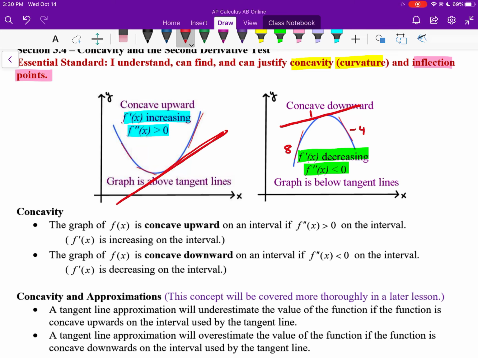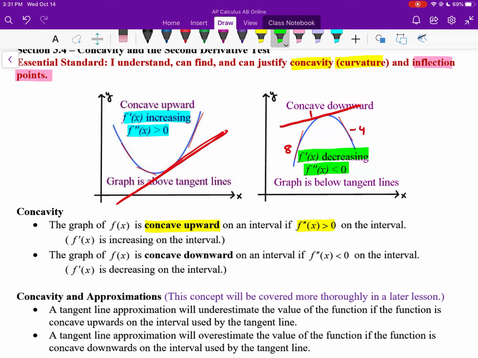So the graph of f of x is concave upward, or just concave up, on an interval if your second derivative is greater than 0 on the interval. It also means that the first derivative is increasing on the interval. But again, as I said just a couple of minutes ago, when you're doing your explanations, please focus on the first derivative or second derivative being positive or negative, and you will have far more success with those particular items, because that's what you're actually doing when you're doing your analysis.